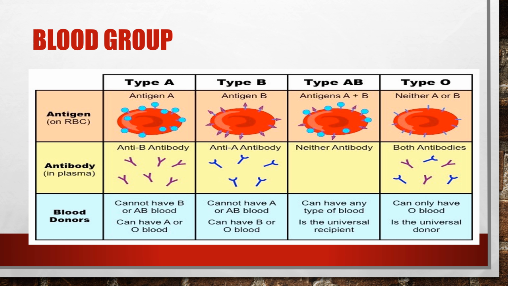Now previously I told you about the RH factor, right? What is RH? I'll teach you that also, because you have heard A positive, A negative, B positive, B negative, AB positive, AB negative, O positive, O negative. What is this positive and negative in the blood group? Now I'll teach you that also.